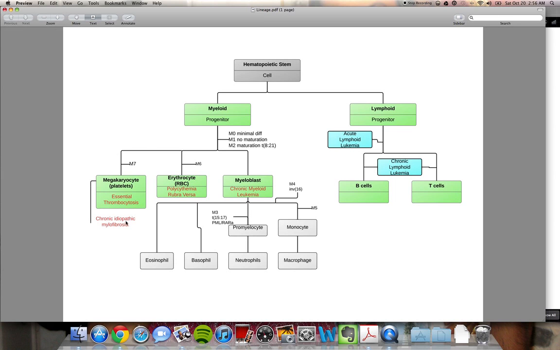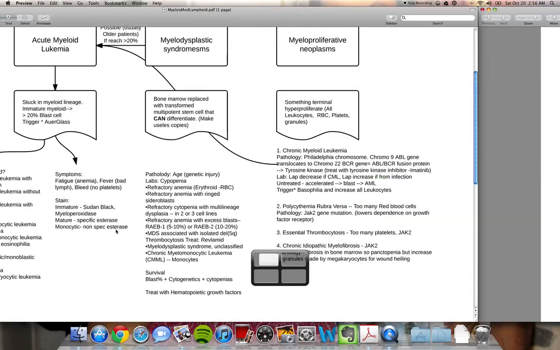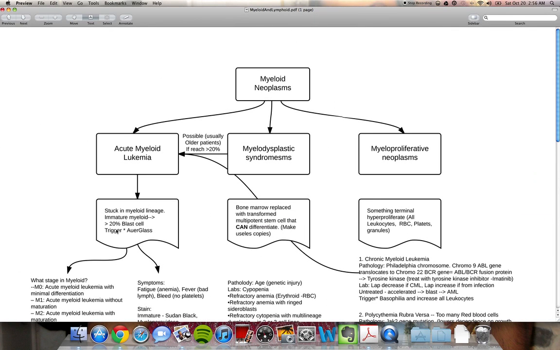4, we had chronic idiopathic myelofibrosis. This also was a JAK2 problem, and this is when we were making, remember, the granules that usually go in platelets. So from megakaryocytes, we're making these granules. Okay, so that sums up the myeloid neoplasms. We had acute myeloid leukemia, which is the worst, myelodysplastic syndromes, and myeloproliferative neoplasms.